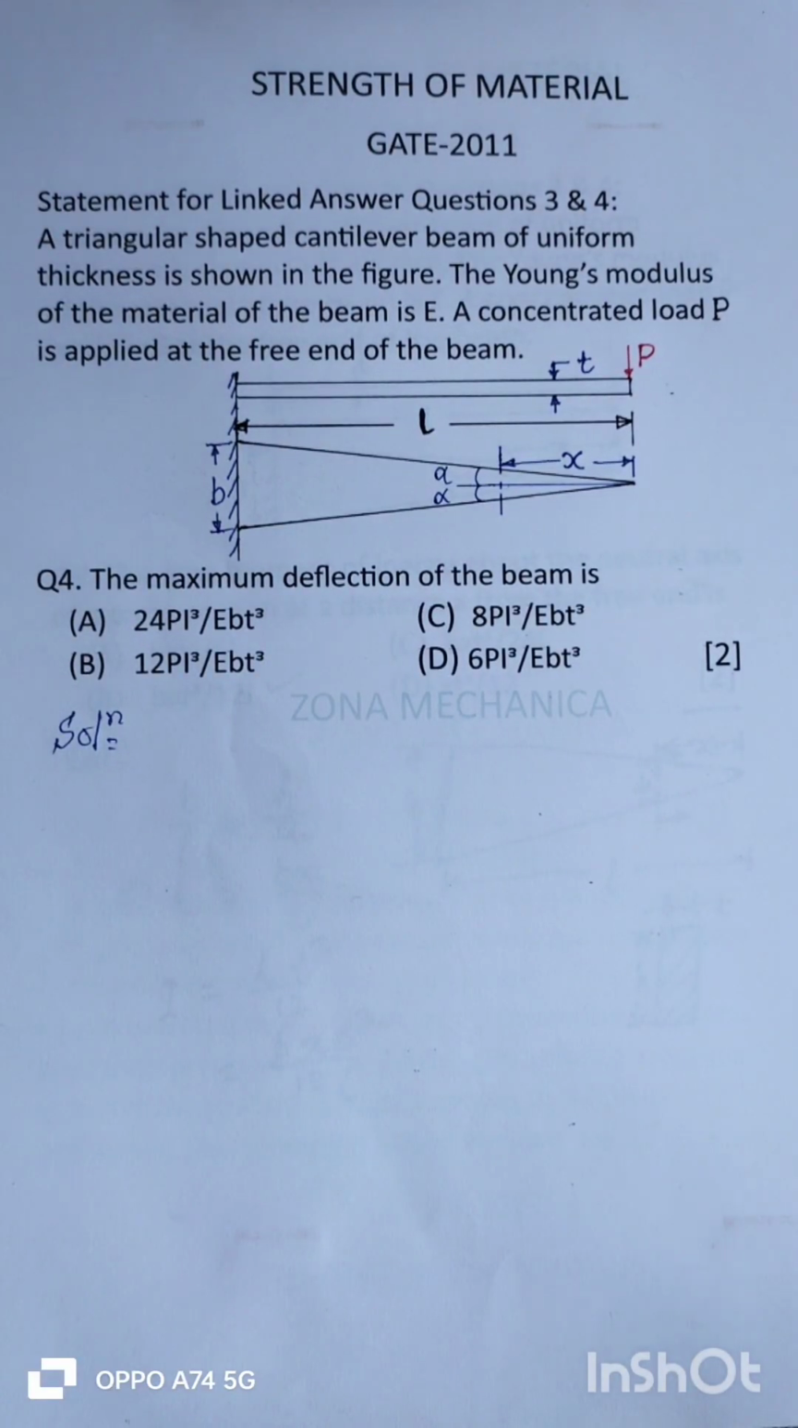There is an MCQ on deflection of beam. The figure at the margin indicates the weightage of the question, that is 2 marks. Actually, this is a linked answer type of question. There are two questions based on the same data. The statement for the linked answer questions is like this.